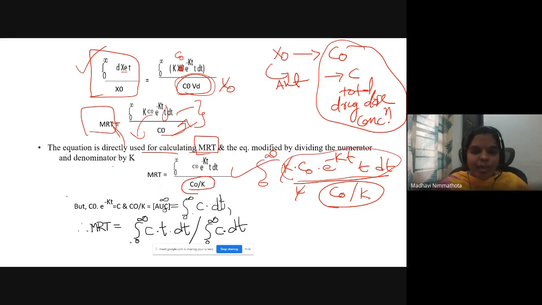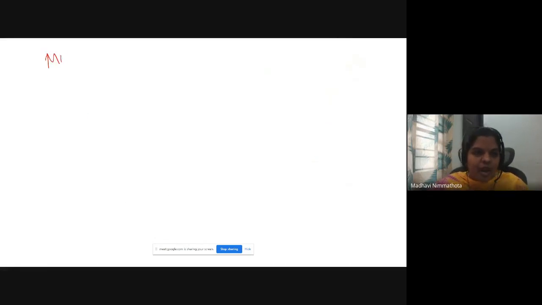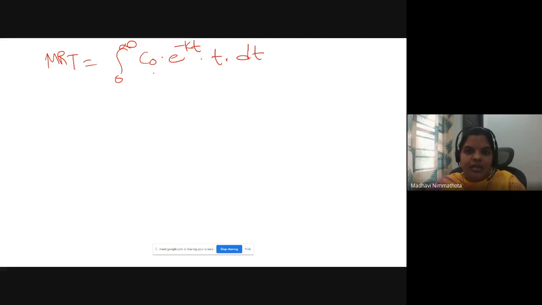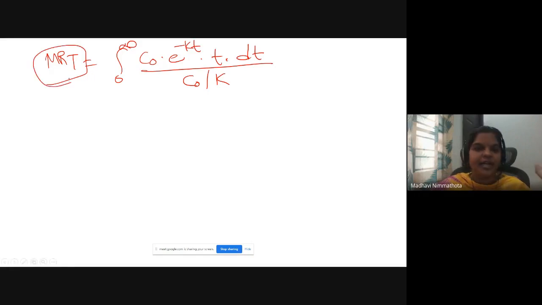Then, C0 into e to the power of minus KT, this term will become C. And C0 by K is AUC 0 to infinity. So first you write down this equation. MRT is equal to integration from 0 to infinity of C0 e to the power of minus KT into t into dt, divided by C0 by K. This is our equation for calculating MRT.